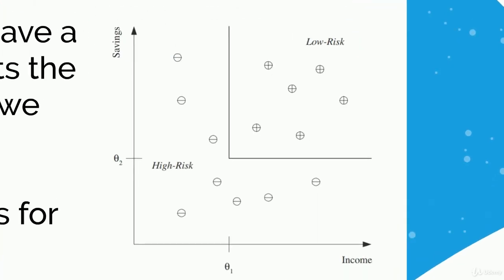And again, this example has been simplified to only include income and savings. And so in this scenario, you can see we have a pretty simple line that's going to separate our low-risk customers from our high-risk customers. Again, this is only in two-dimensional input space. As soon as we have a higher number of inputs, this problem becomes infinitely more complex. And in that scenario, we would need to use a machine learning algorithm to solve it.